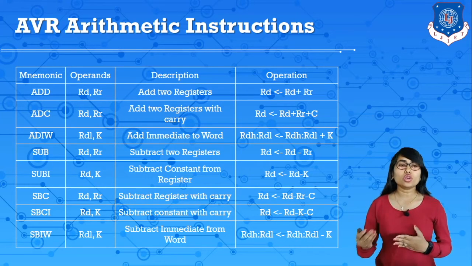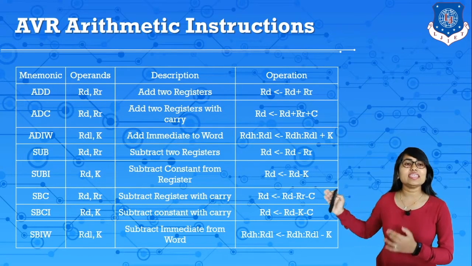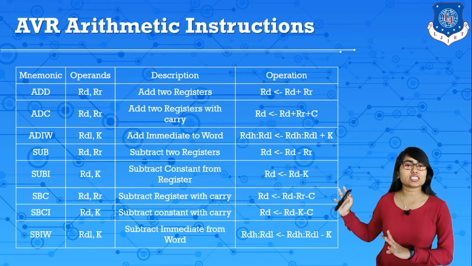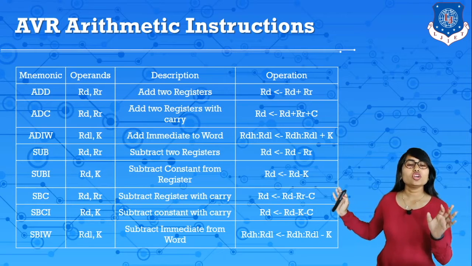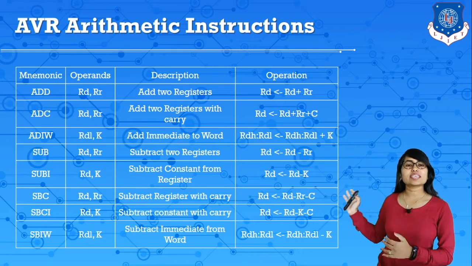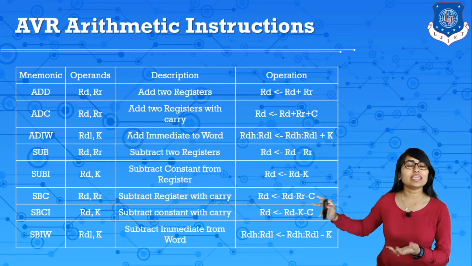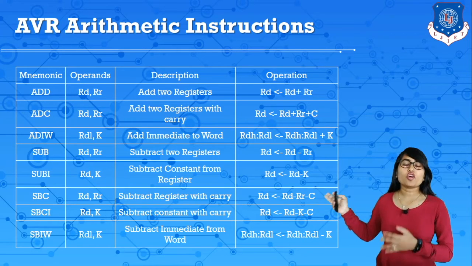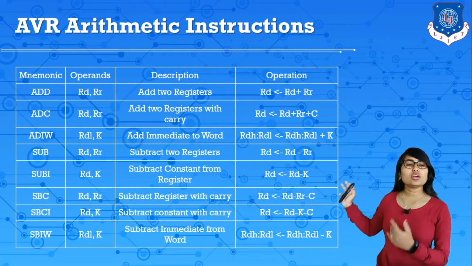Now to add 16-bit data, there is another instruction that is ADIW, add immediate to word. Basically this K is of 16 bits. Here DL is basically used for the lower byte, DH is used for the higher byte. So whatever the content of this K is, it is added with the higher and lower byte, and that result is stored in the lower and higher byte of the destination register. So these are all for addition.